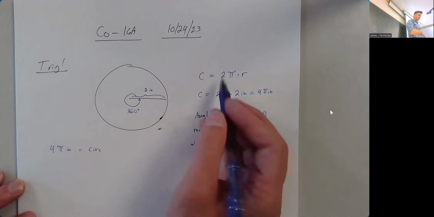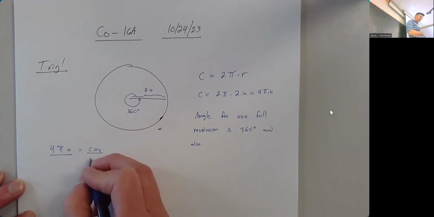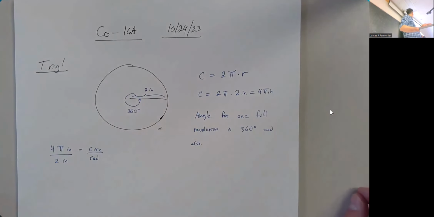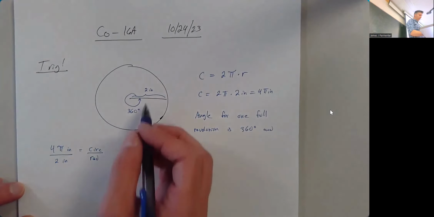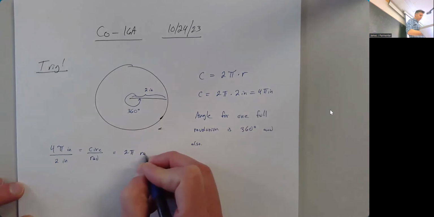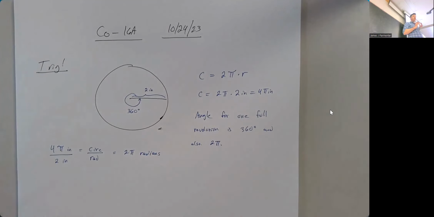If you take this circumference length that we found of 4 pi inches and divide it by the length of the radius, which is 2 inches, we get 2 pi. And notice that the inches cancel out. So this angle measure all the way around the circle is 2 pi radians. So it is true that an angle measure of 360 degrees is the same as an angle measure of 2 pi radians.